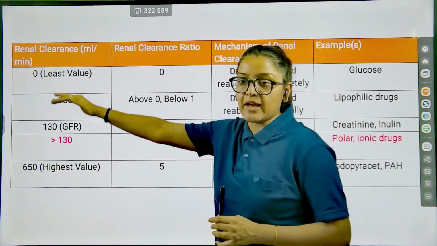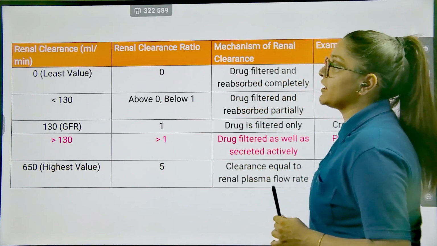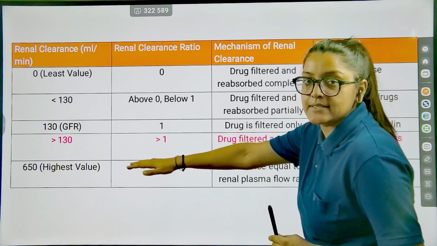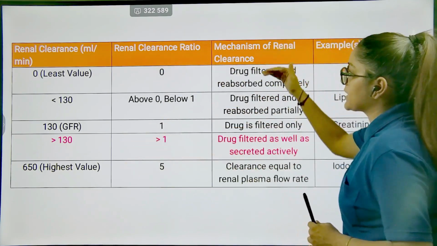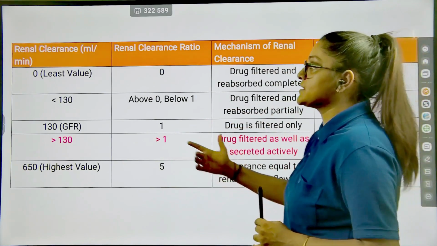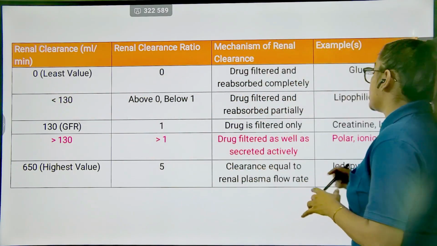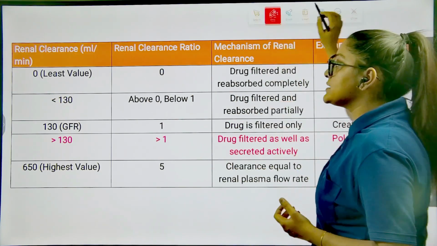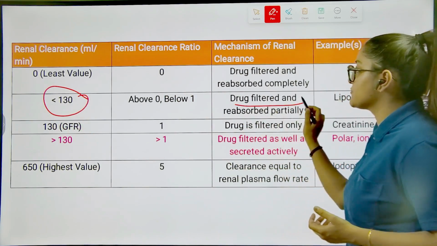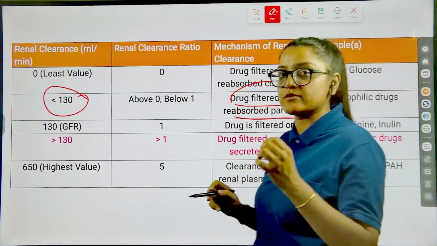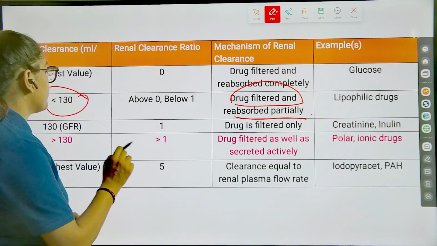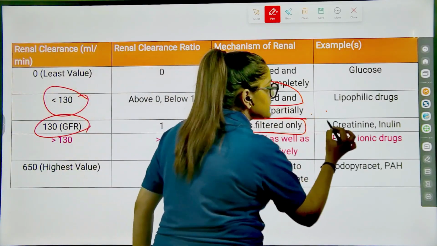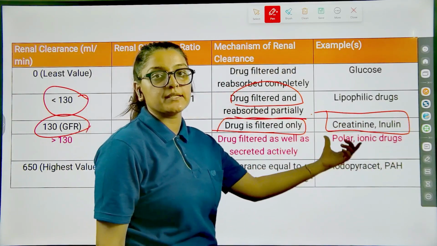So you can see here we have the values of renal clearance: 0, less than 130, 130, and greater than 130, up to 650. Based on these we have different mechanisms of renal clearance. For example, if the value is 0, the drug is filtered and reabsorbed completely, which can happen in the case of glucose. If the value is less than 130, the drug is filtered and reabsorbed partially, which happens with lipophilic drugs. If the value of clearance is near GFR, 130, then the drug is only filtered, and the major examples are creatinine and inulin.